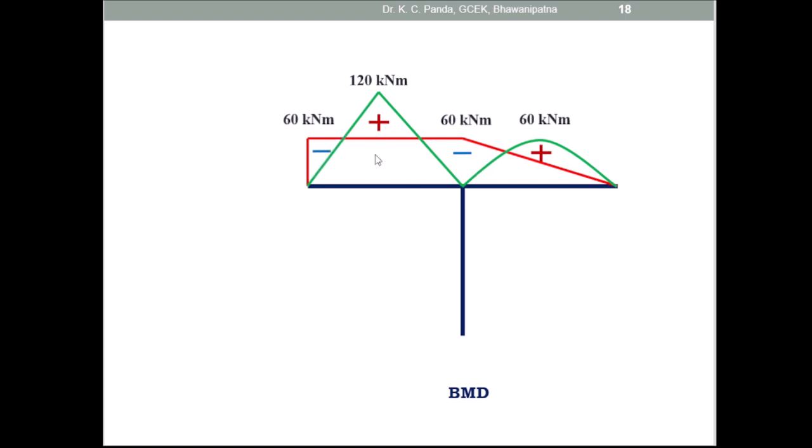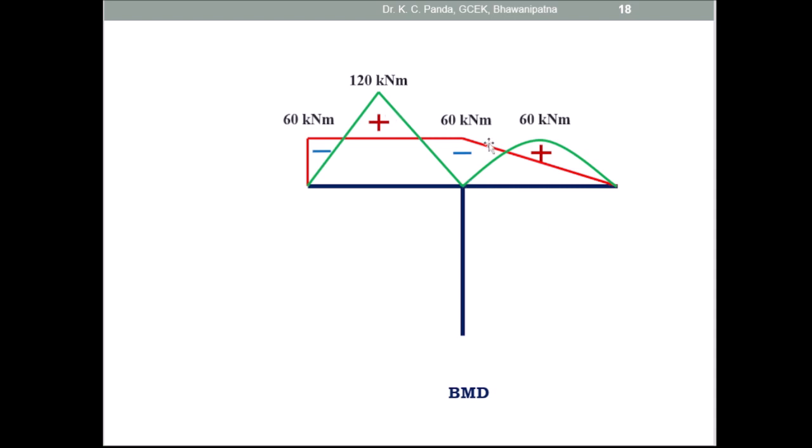Then the negative and positive diagrams overlap each other, and the overlapping portion is cancelled. The rest is the final bending moment diagram. Here this is negative, this is positive, this is negative and this is positive, and here there is no moment, the bending moment diagram is 0. Here you can find out the positive moment. This is 60 kilonewton meter and the total is 120 kilonewton meter, so 120 minus 60.